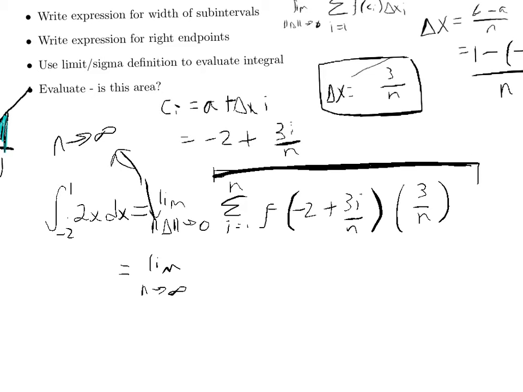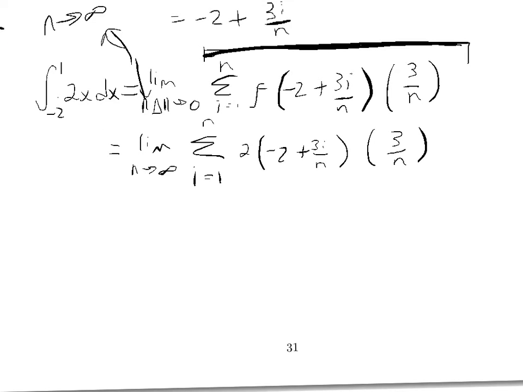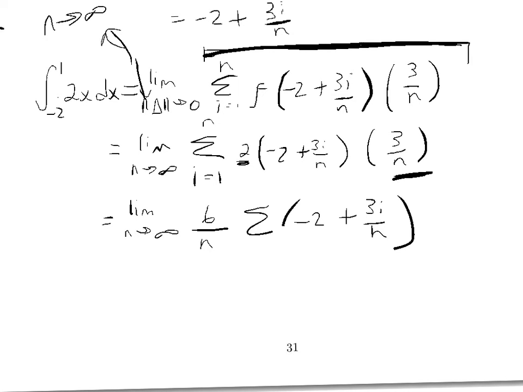So we can write it out the same way, the limit as n approaches infinity of the sum i equals 1 to n. Now we can go ahead and plug in f of x is 2 times x. So now we plug in our c_i, negative 2 plus 3i over n, times 3 over n. And from there it's all simplification. So we have our limit out front. We can factor out the 2 and the 3 over n, so we have a 6 over n. And then we have our sum, negative 2 plus 3i over n. And sorry, this is an i equals 1.